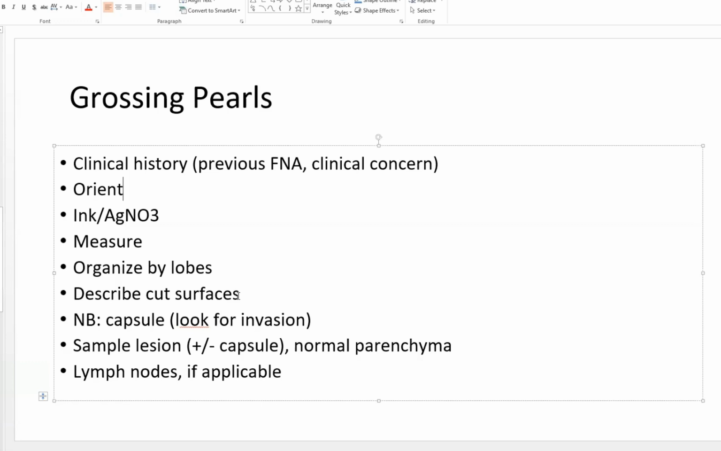Describe the cut surfaces. If you have a follicular lesion, pay extra attention to the capsule and look for any gross invasion. And then, when you sample the lesion, try as much as you can to sample it with the capsule nearby. Normal parenchyma if it's available. Lymph nodes if applicable. And I should also add parathyroids if applicable.